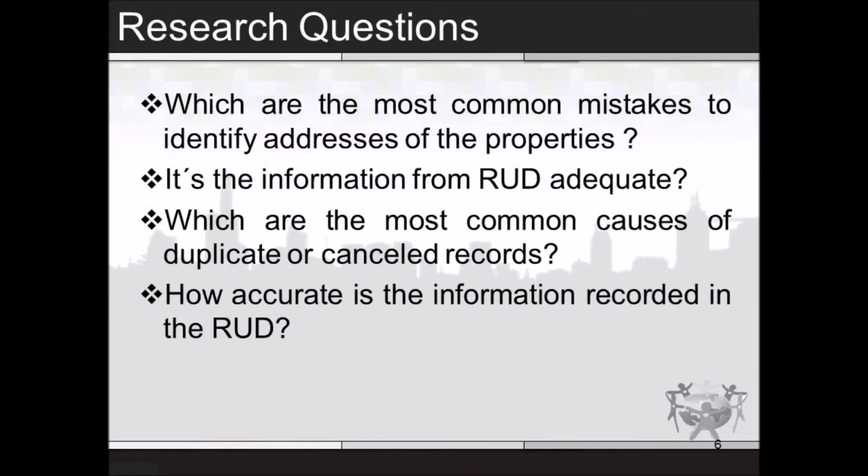I have four research questions. Which are the most common mistakes to identify addresses of the properties? Is the information from the Only Record of Victims adequate? Which are the most common causes of duplicate or cancelled records? How accurate is the information recorded in the Only Record of Victims?